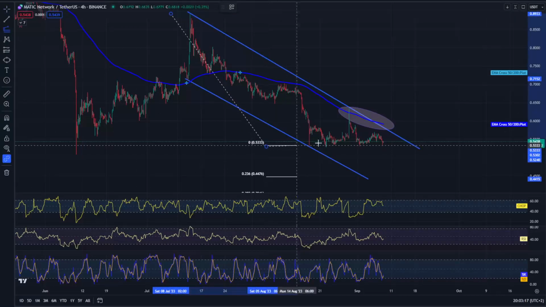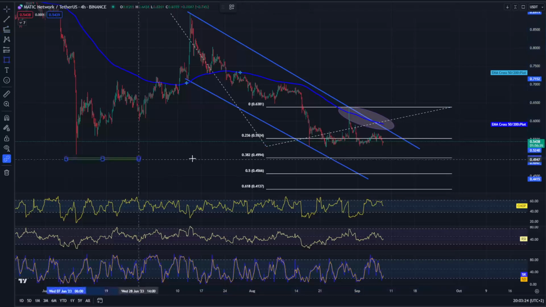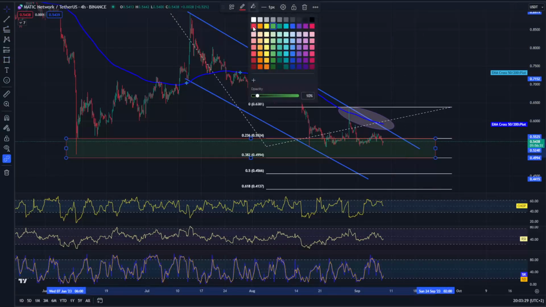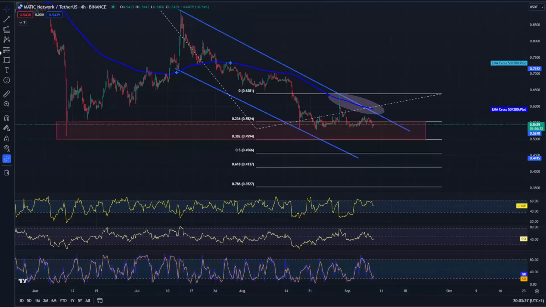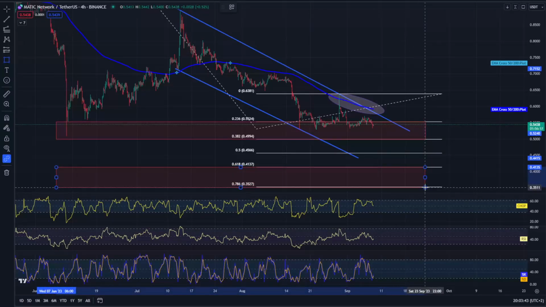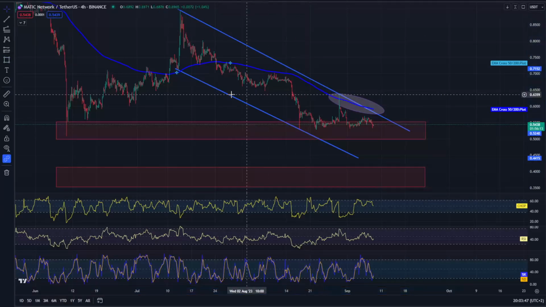Let's start by marking support points for the price, and we can see that first we have a support zone from 55 cents to 49 cents, where the price is currently holding, but if the price drops lower, the next zone is from 41 cents up to 35 cents.